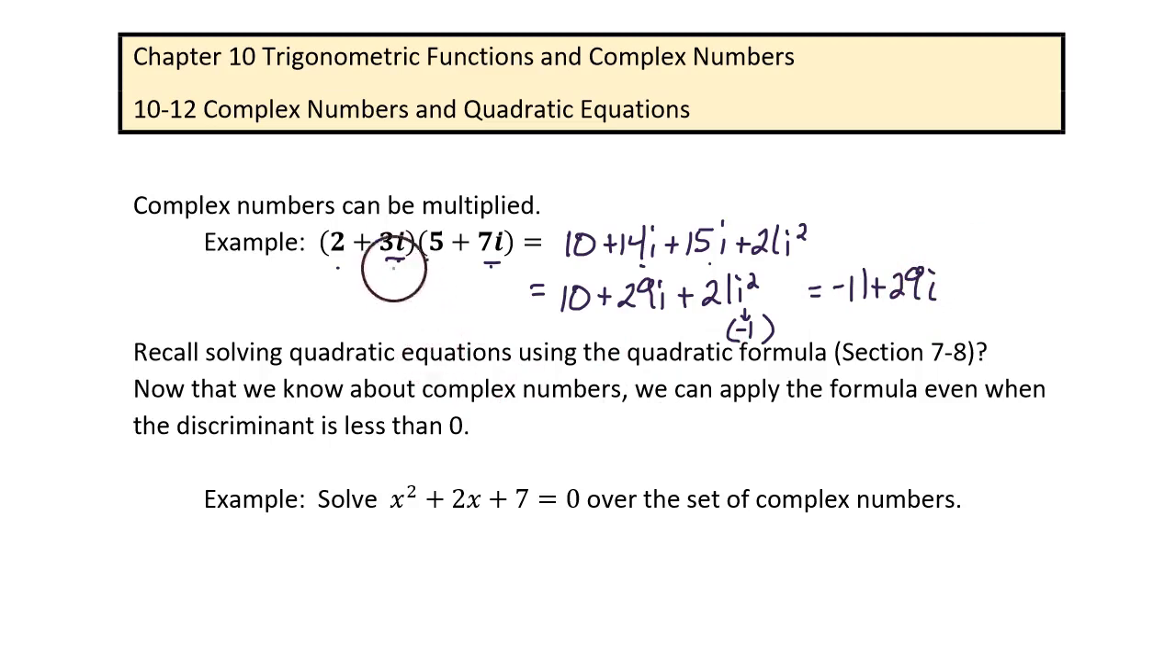So when you do FOIL with complex numbers, it doesn't create a trinomial like we're used to with variables. Instead, it actually creates a complex number again.